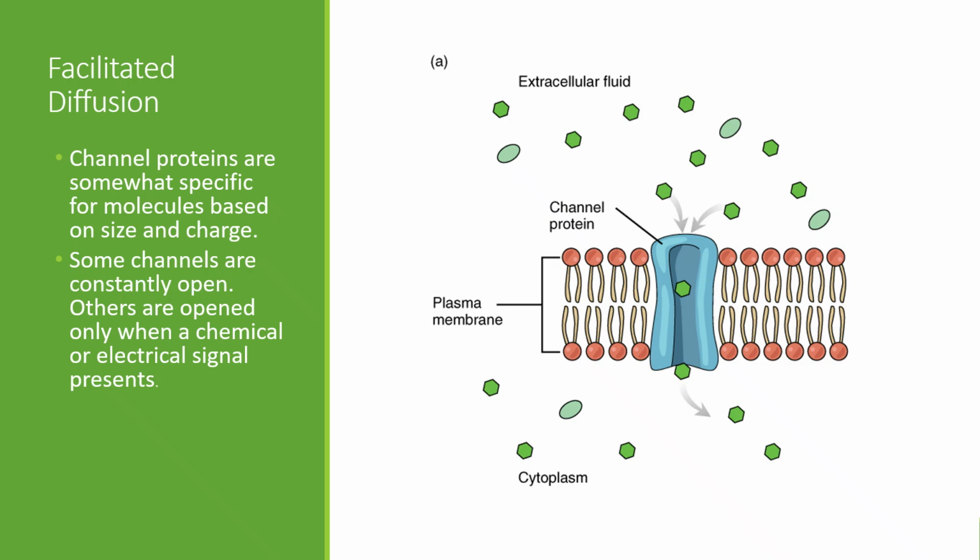All right, so let's look at a channel protein first. You can see your phospholipid bilayer. You can see the outside world of the cell at the top and the inside world of the cell at the bottom. And you can see that you have this channel protein, the blue thing. What it does is it allows molecules to pass through. They can't go through the membrane for whatever reason, they can't just pass through it, so they're going to go through that channel. Some of those channels stay open all the time. Others are open because of chemical or electrical signals.